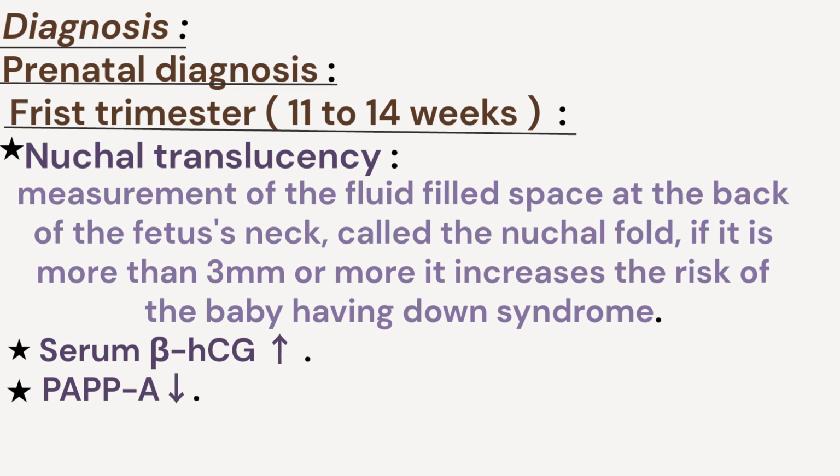If this measurement is 3 mm or more, it increases the risk of the baby having Down syndrome. An increased nuchal translucency measurement is used alongside other markers for further assessment. These include increased beta-HCG levels and decreased levels of a substance called pregnancy-associated plasma protein A. These tests together help screen for the possibility of Down syndrome.